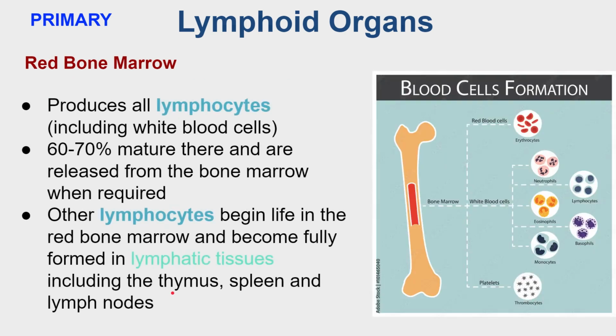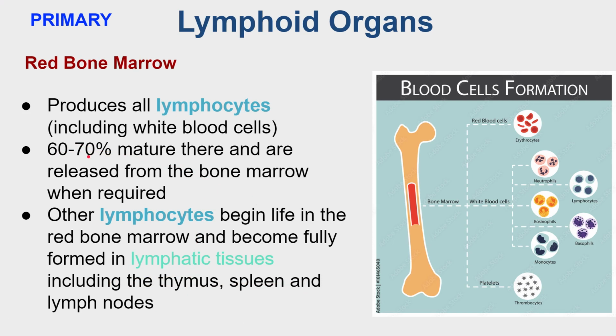Okay, so red bone marrow produces all of our lymphocytes, which can also be known as white blood cells. And white blood cells are a type of lymphocyte. They are mostly matured there and released from the bone marrow when required. But some begin life in the bone marrow and then become fully formed in the other lymphatic tissues. So these could be the thymus, the spleen, or some of the lymph nodes as well.